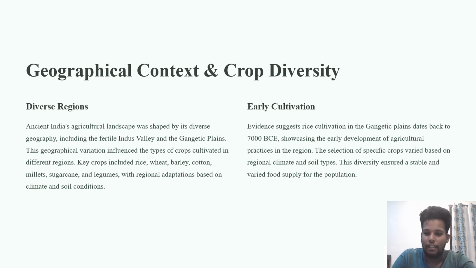The specific selection of crops varied based on the regional climate and the soil type. This diversity ensured a suitable and varied food supply for the population.